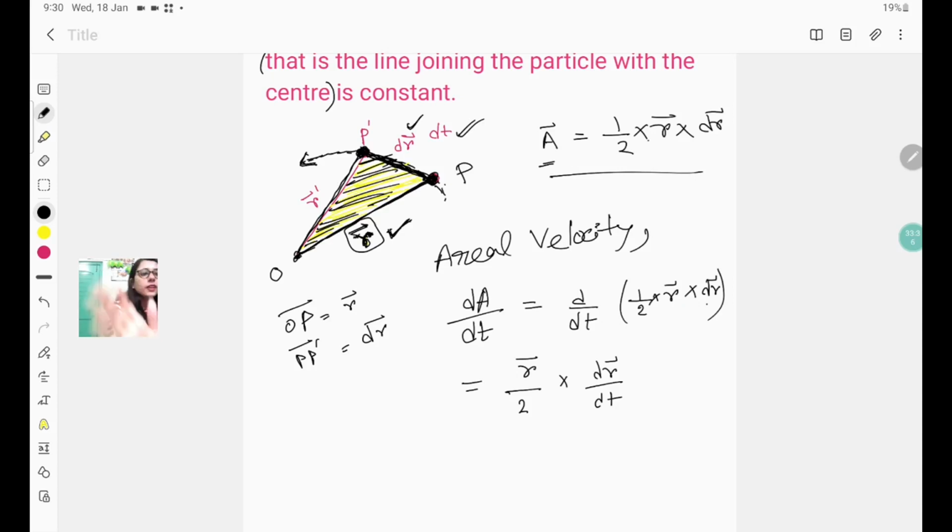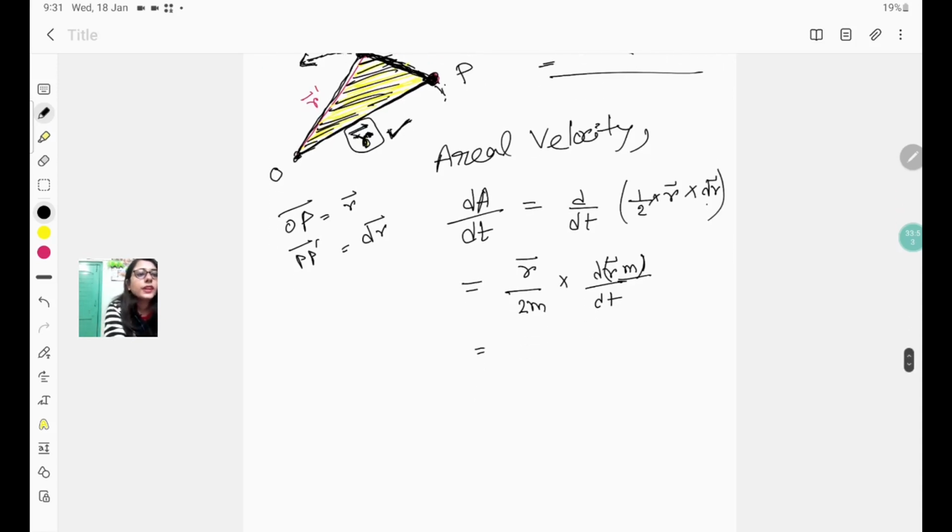Now, suppose r by 2 into dr by dt. We are taking an m here and putting an m here also, multiplying by m in the denominator and the numerator. That's why we come to the equation r by twice m into d/dt of m dr by dt. Now, what is dr by dt? dr by dt is v, that is m into v, right? Because m does not depend on t.